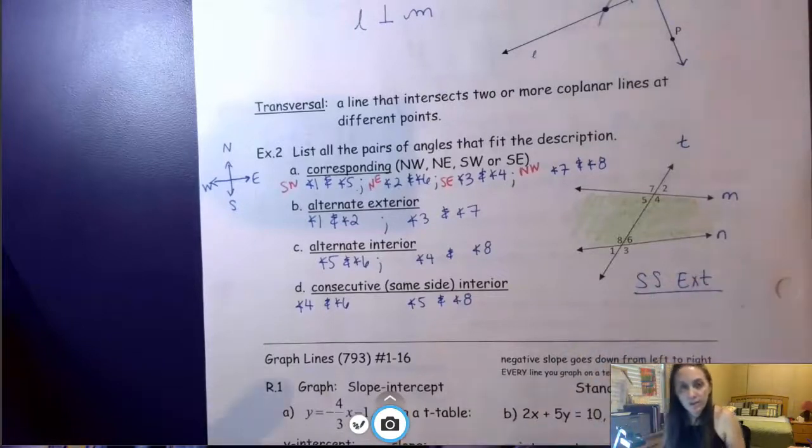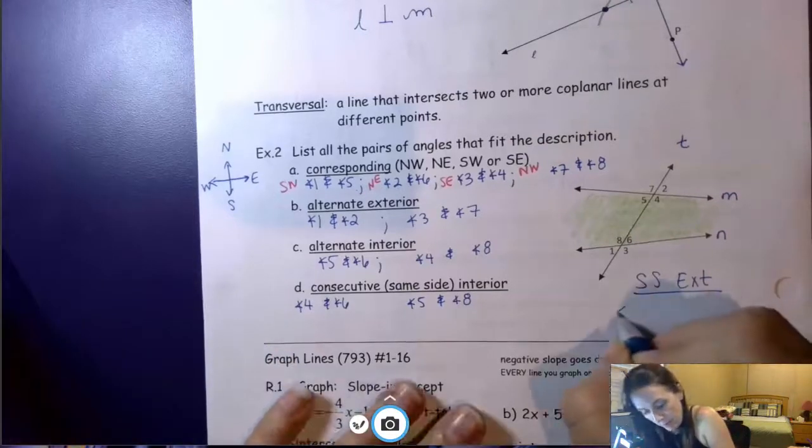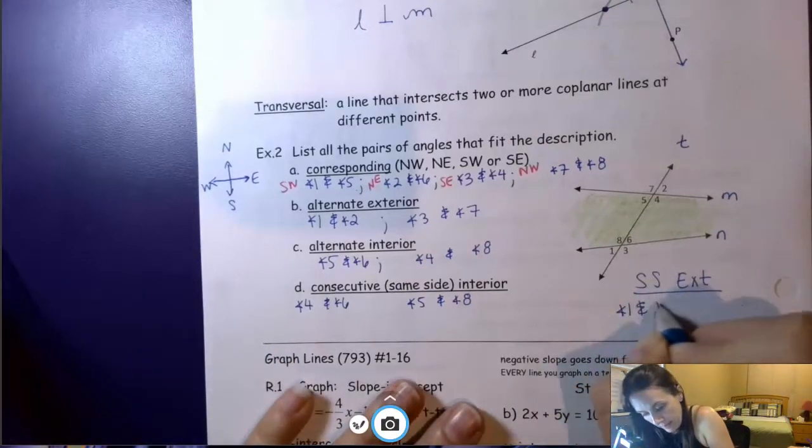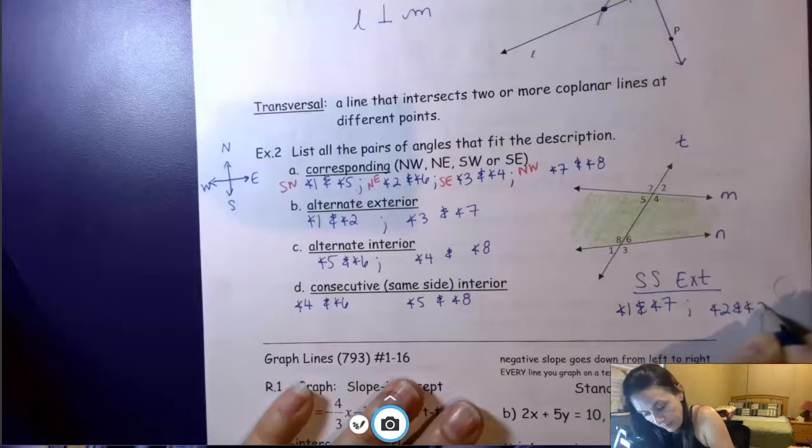So I think we could use our inductive reasoning skills, looking at the patterns that are going on here, and figure out what our same side exterior is. And I believe that there's a question later on in the textbook that asks about that, but it's never mentioned for sure. But same side exterior would be angle 1 and angle 7, angle 2, and angle 3.